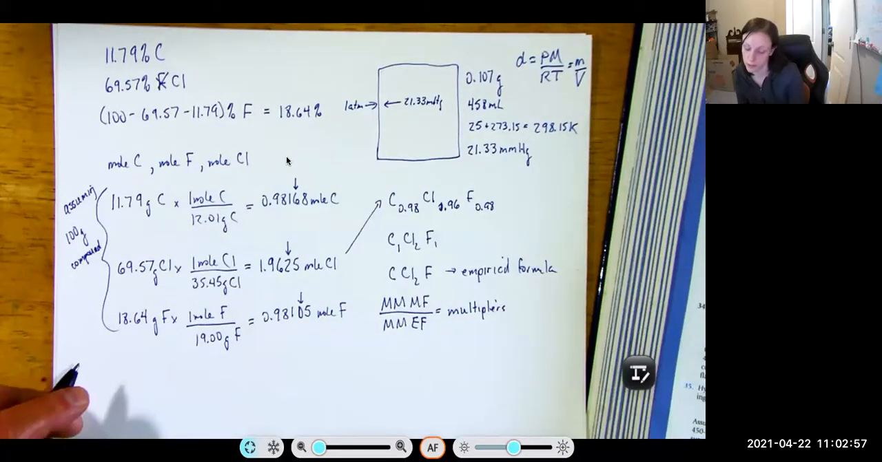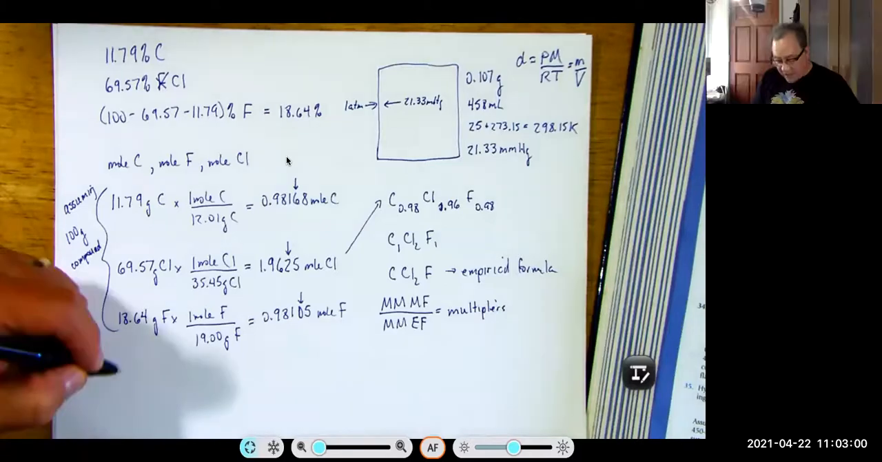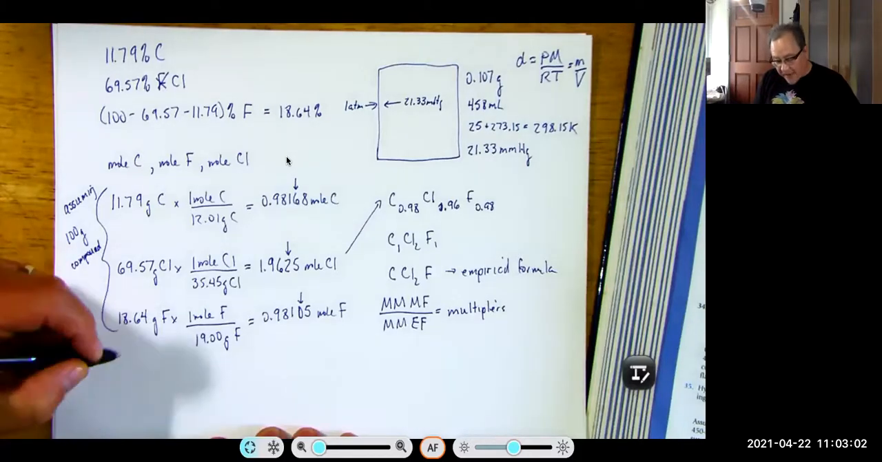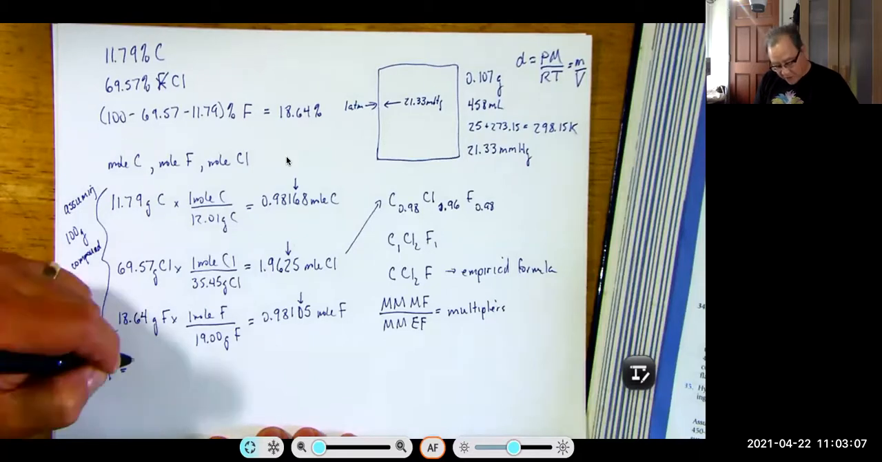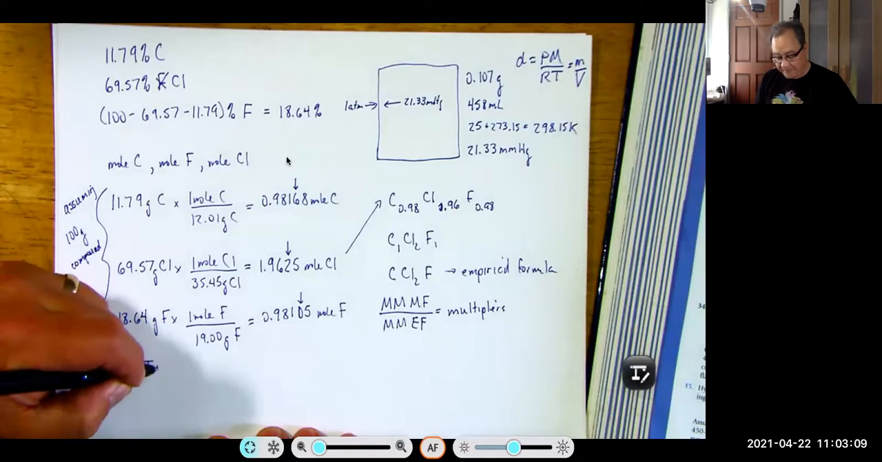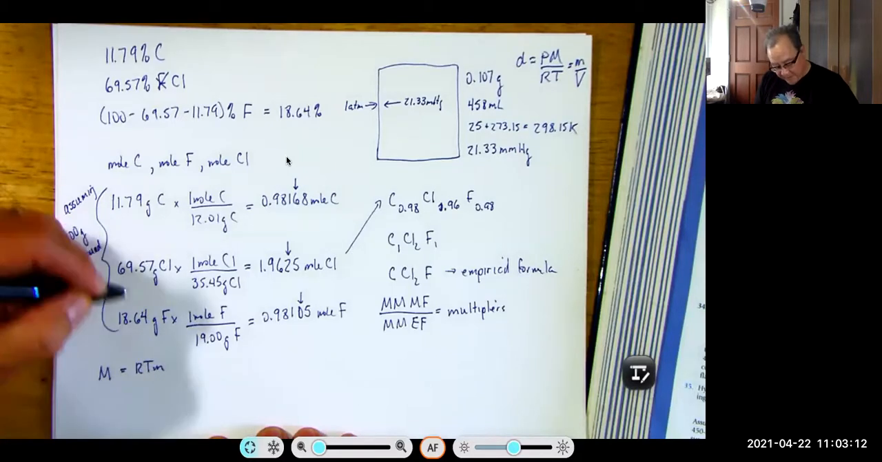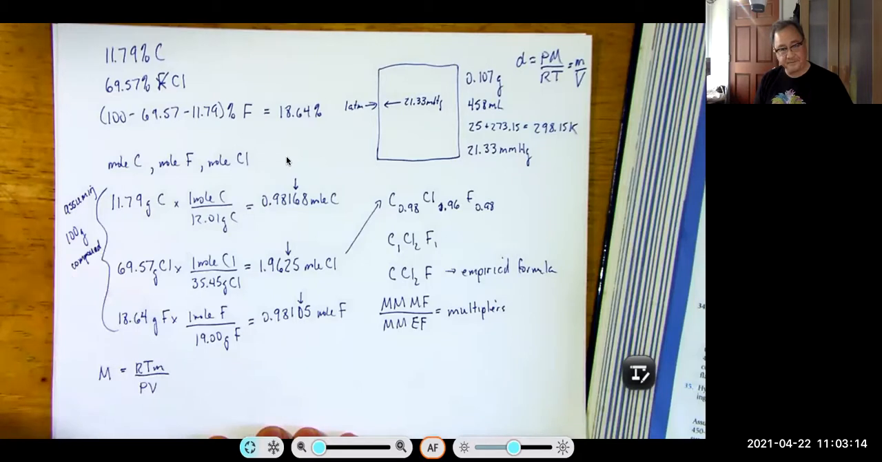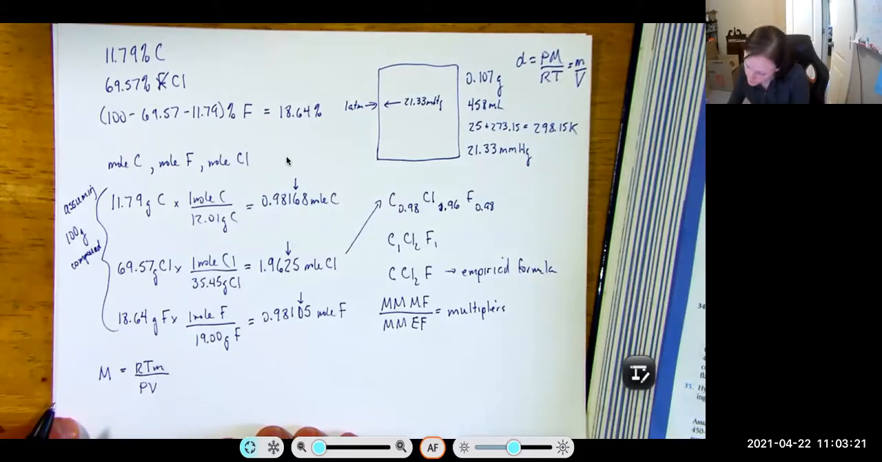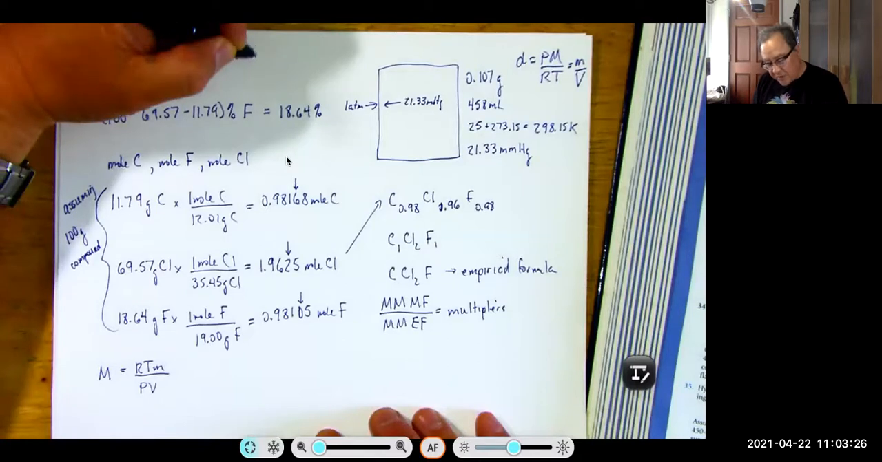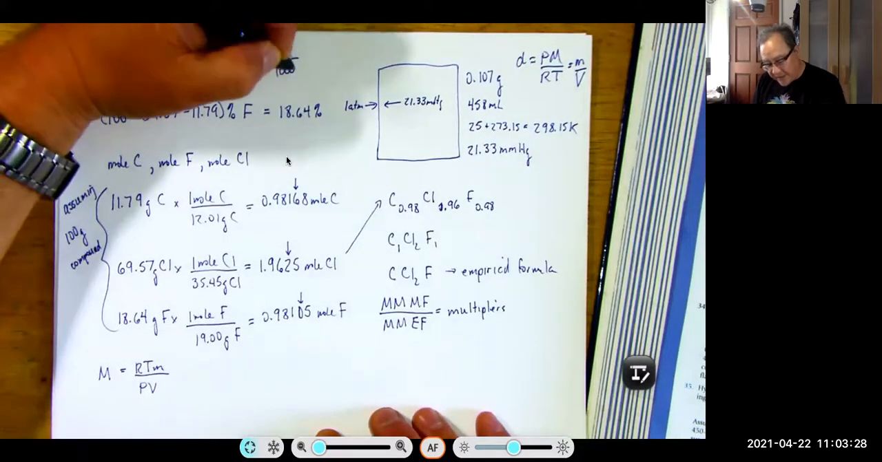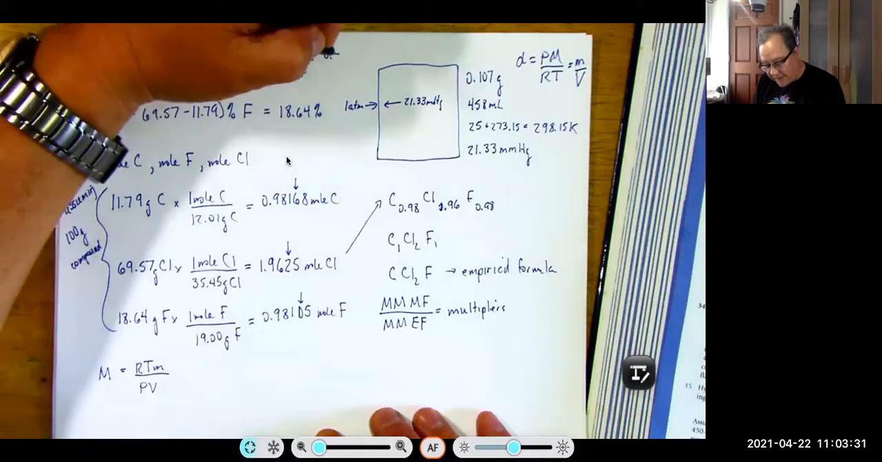Okay. So I'm going to say that the molar mass, uppercase M, is equal to RT lowercase m divided by PV. Does that look good? Yeah. And up here, I'm going to do 458 milliliters times 1 liter per 1,000 milliliters is 0.458 liters.